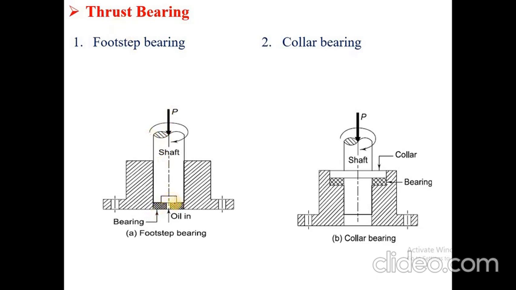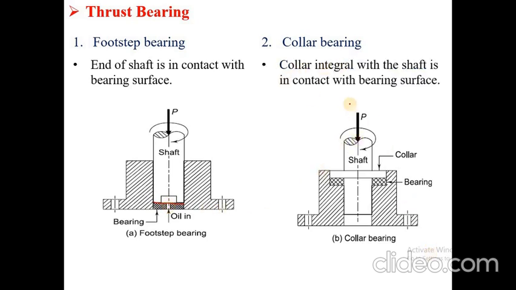So, in case of footstep bearing, the end of the shaft is in contact with the bearing surface. This is the end of the shaft and it is in contact with the bearing surface and oil is passed from this passage. Now next is collar bearing. Now in case of collar bearing, same axial load is supported by the bearing. In this, collar is integral with the shaft which is in contact with the bearing surface.